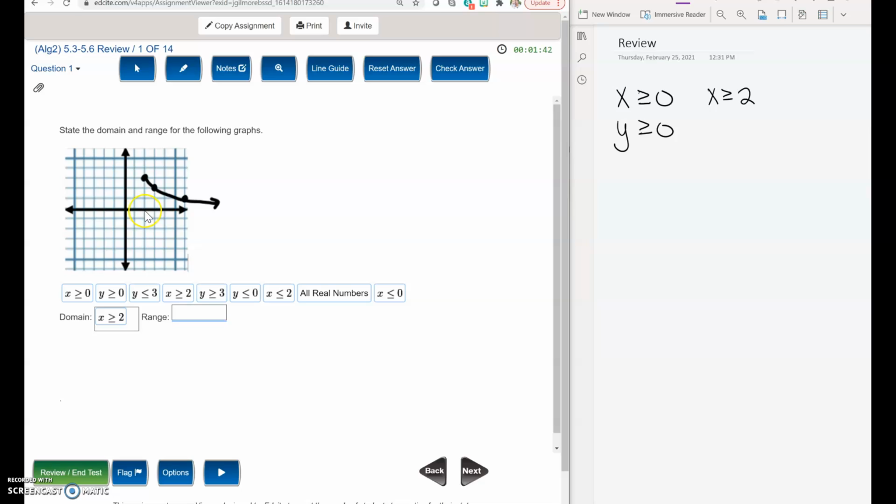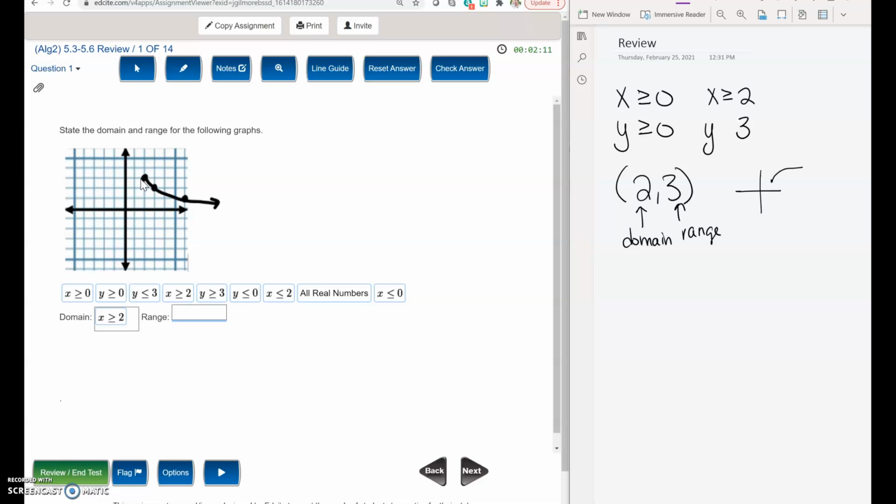This graph has also been moved up 3. The point is at 2, 3. So that's part of your domain. The 3 is going to be part of your range. But there is something a little bit weird about this graph. Usually, square root graphs look like this. They curve up and to the right, not down to the right. So this graph has been flipped.